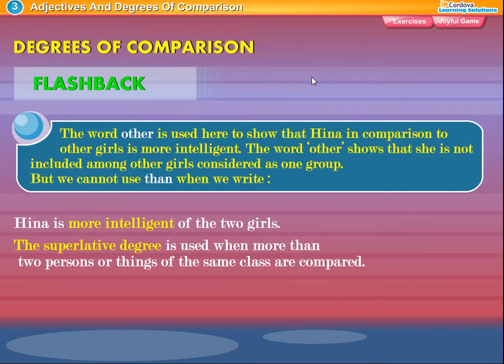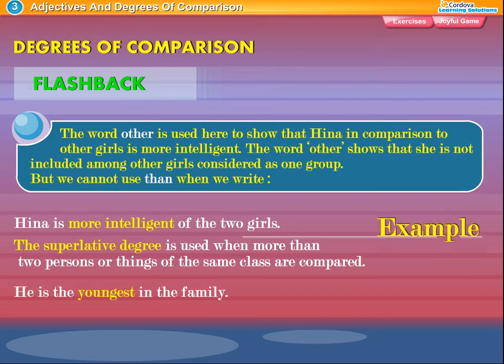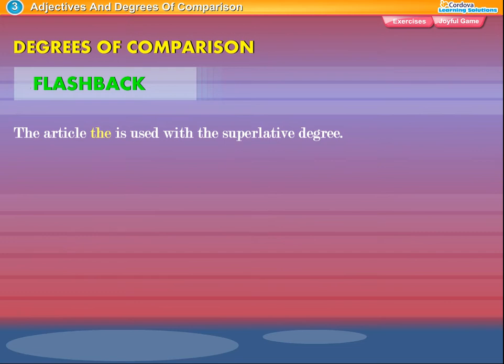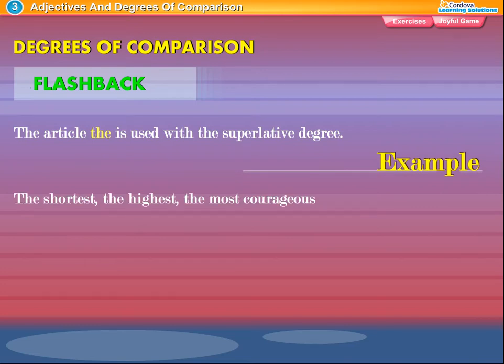The superlative degree is used when more than 2 persons or things of the same class are compared. Example: he is the youngest in the family. More than 2 members in the family are being compared. The superlative degree has been used. The article the is used with the superlative degree. Examples: the shortest, the highest, the most courageous.